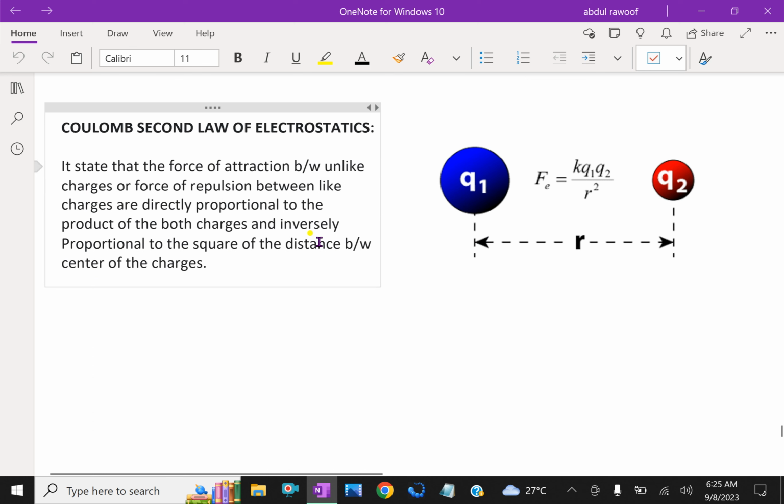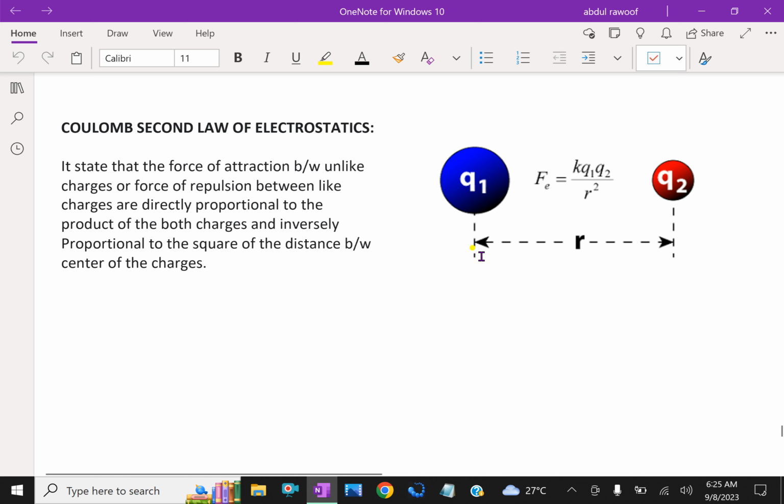Second law, Coulomb's second law of electrostatics. It states that the force of attraction between unlike charges or the force of repulsion between like charges is directly proportional to the product of both charges and inversely proportional to the square of the distance between the centers of the charges. Here, Q1 and Q2 are different charges separated by distance r. That means the center to center distance is r meters.